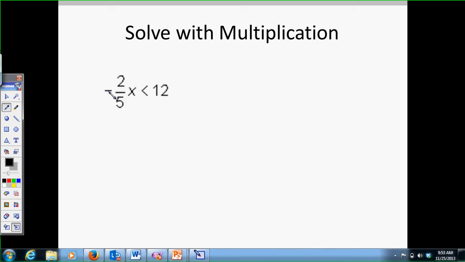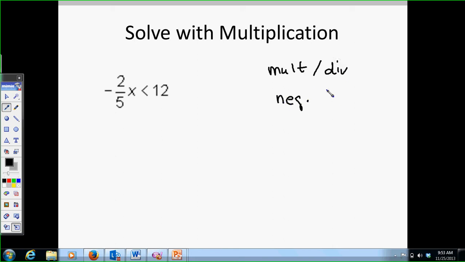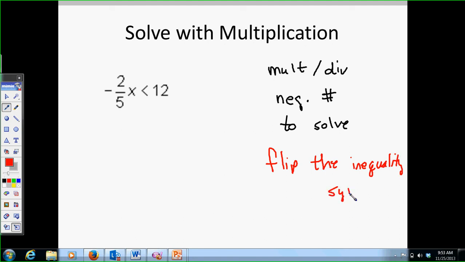Whenever I'm multiplying or dividing by a negative number to solve, I have to flip the inequality symbol. Let me demonstrate. Here I have negative 2 over 5 times x.